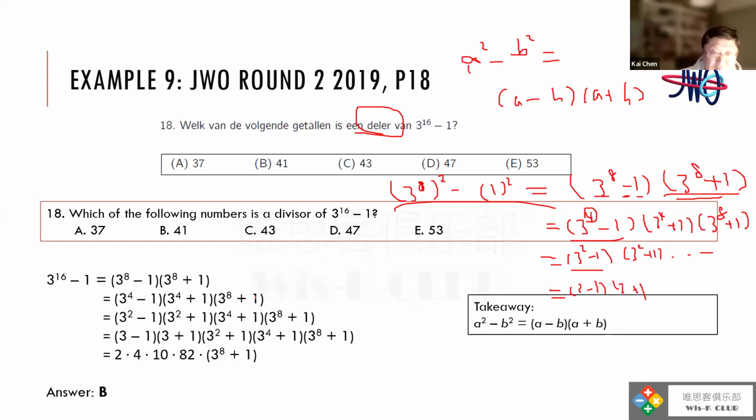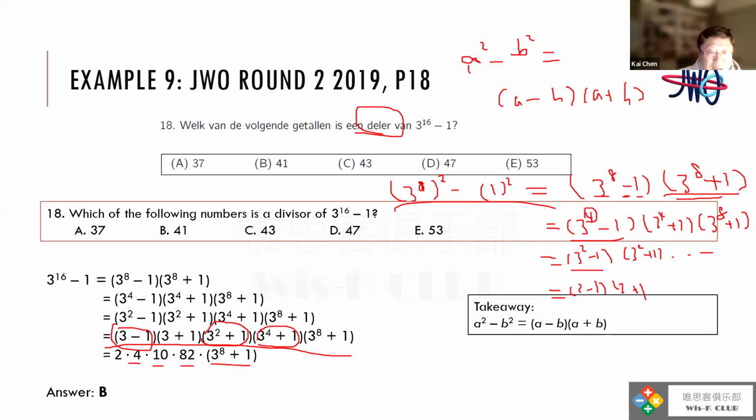So by this, we can do a full factorization of this number without calculating the exact number. And then, of course, now it's easier. The first one is 2, second one is 4, and this one, of course, you still need a square of 3, which is 9, so we get 10. So here we get 4th time, so we get 82.